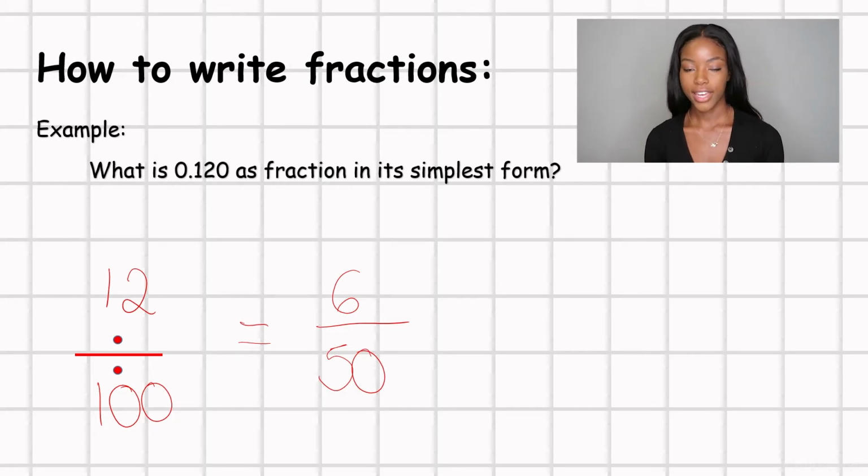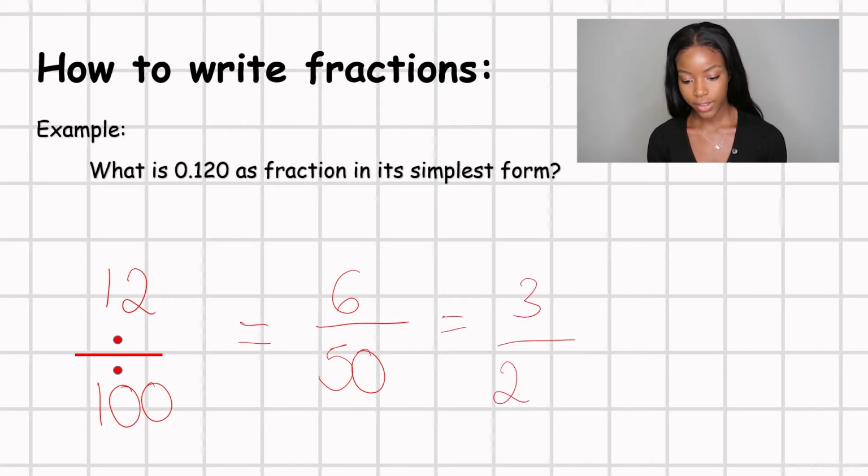But again, if we look at this, we can divide 6 by 2 and 50 by 2. Of course, you can divide any number by 2, but we mean to divide without any remainders. So 6 divided by 2 is 3, and 50 divided by 2 is 25. Now looking at 3 and 25, they don't have any common factors. 3 is a prime number, so we can say that 0.120 as a fraction in the simplest form would be 3 over 25, because we can no longer simplify that fraction.